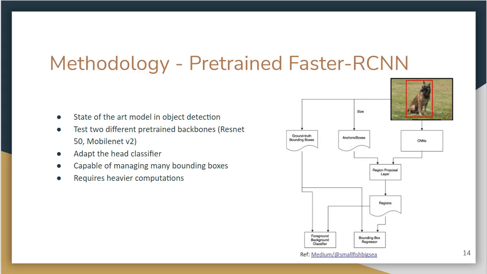As a second approach, one state-of-the-art model named pre-trained Faster R-CNN is employed. It is capable of managing many bounding boxes and requires heavier computations. We tested two pre-trained backbones in this part, which are ResNet 50 and MobileNet V2.